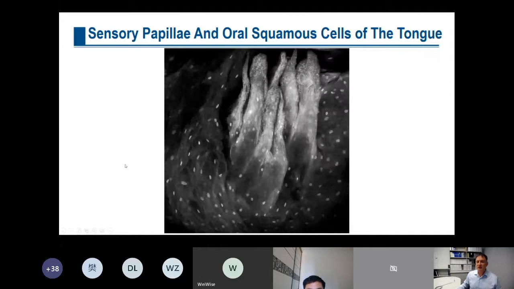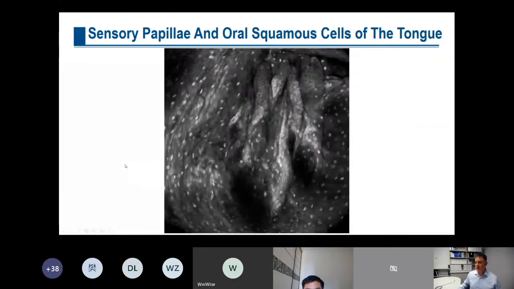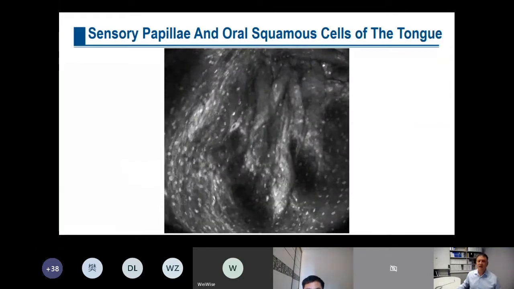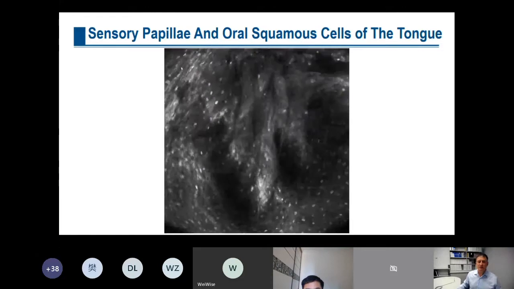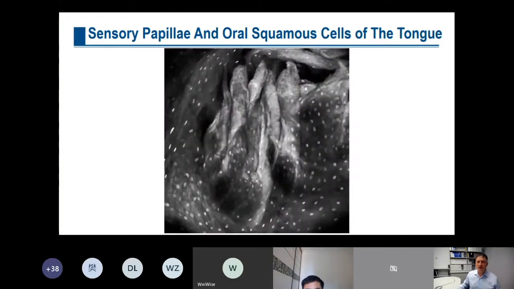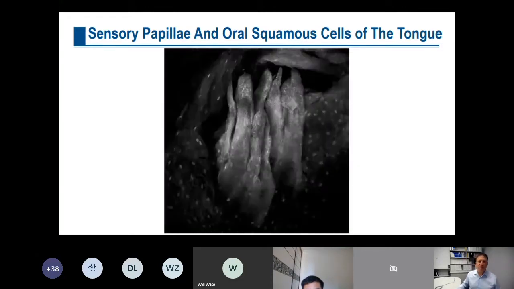This is an image sequence from my tongue showing sensory papillae and squamous epithelial cells. The dye used here again is topical acriflavine, and fortunately for me, all of the tissue that I've imaged in my mouth is normal.